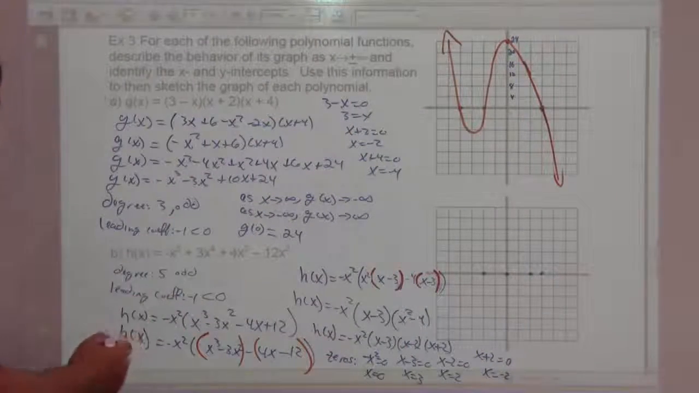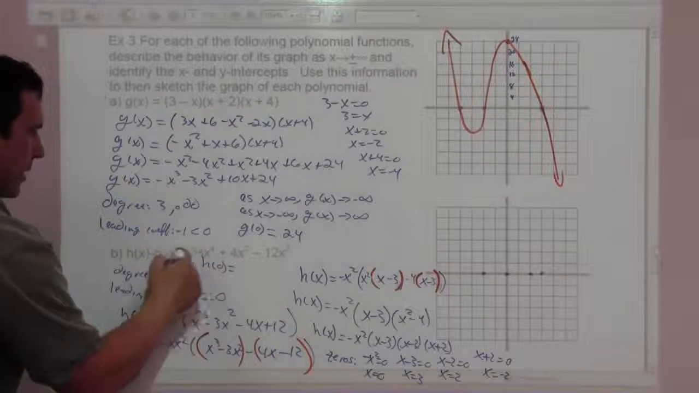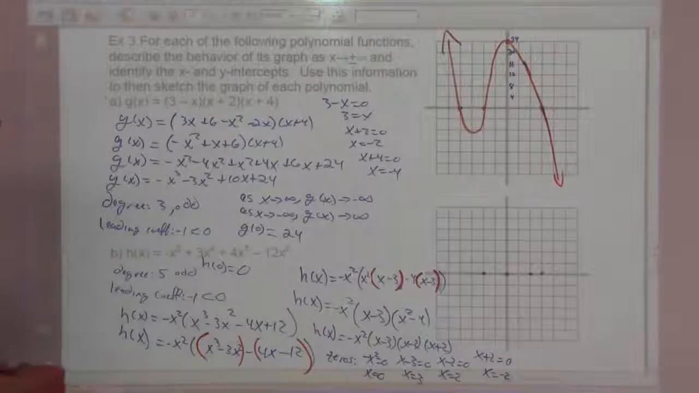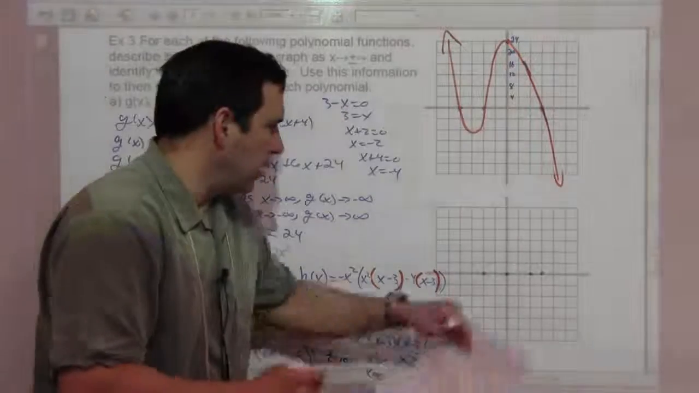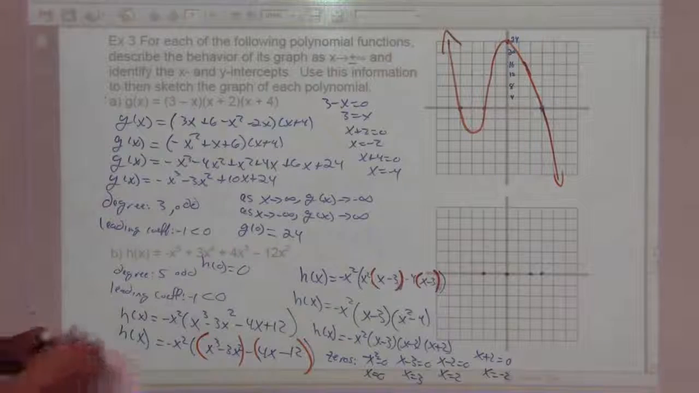And we know the y-intercept. So if we go back to the original, h of 0, if I put 0 in all these, I just get a 0. Okay. And that makes sense because there is our y-intercept. Okay, with that in mind, we can go ahead and graph this.